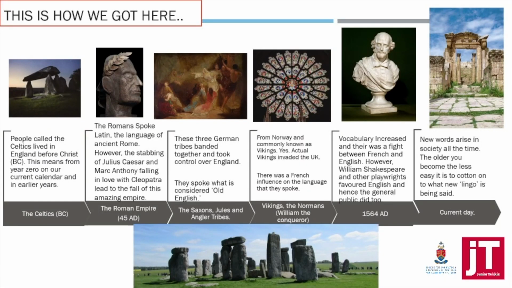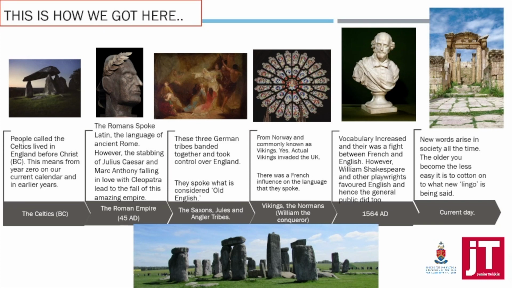Before we dive in, and you are welcome to skip this part if it's not of interest to you, I just wanted to talk about the origin of English, which is quite a common thing that I saw in the textbooks about this topic. So let's have a look, shall we? The first people who lived in England, or the UK, United Kingdom, England, Scotland, and Ireland, are called the Celtics, and they lived in England before Christ, BC. This means from year 0 on our current calendar, and in the earlier years. So this was the earliest population in the UK.